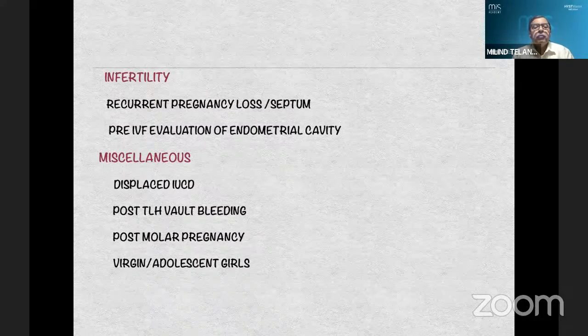I regularly do. Miscellaneous displaced IUCDs, don't try to do blind procedures. Post TLH vault bleeding, you can definitely do vaginoscopy, and with the 5 French bipolar needle, cauterize the current, you don't require admission. Post-molar pregnancy surveillance, and in virgins and adolescent girls.